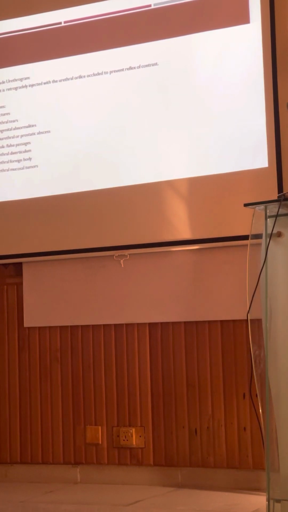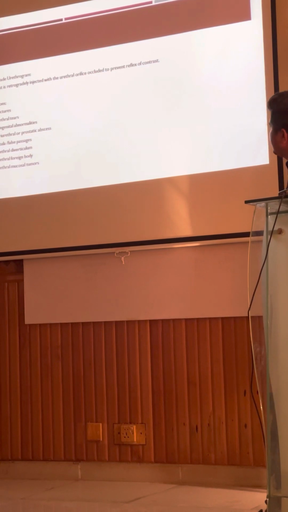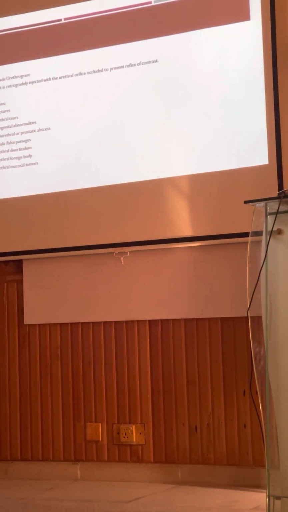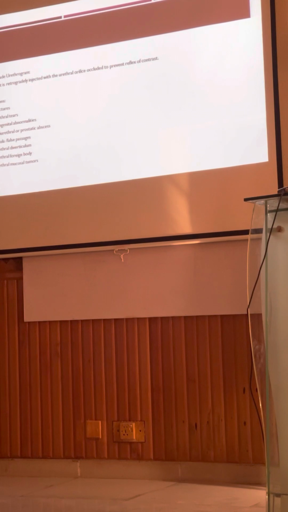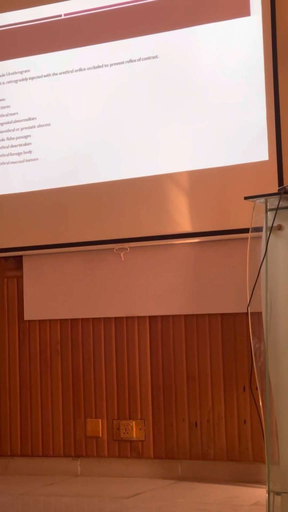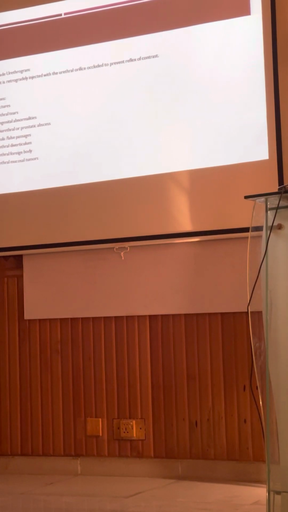Now retrograde urethrogram. Here basically the contrast media is injected when the urethral part is occluded to prevent reflux of contrast. Here we insert a catheter into the navicular fossa, and the balloon of the catheter is inflated with 1 to 2 ml of distilled water or normal saline, and then contrast is injected. So we will discuss this later on furthermore.